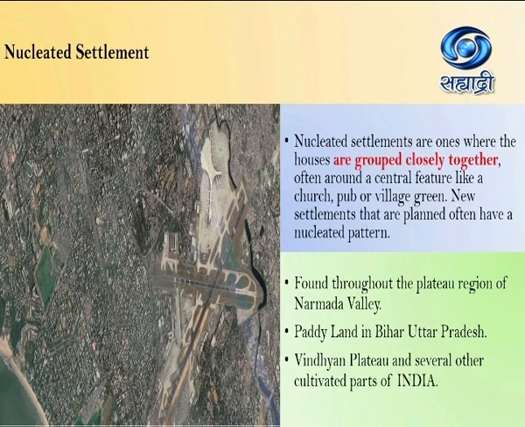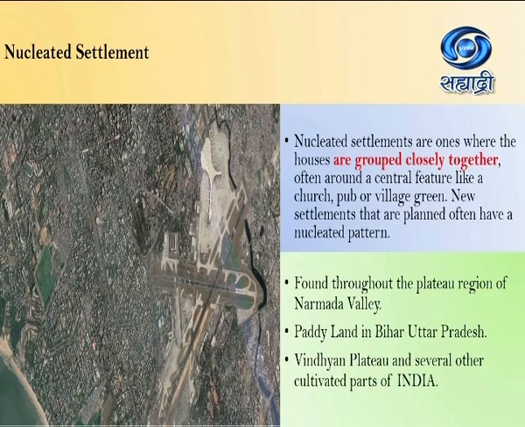This picture shows you a nucleated settlement, a picture from India. As I told you, nucleated settlements are ones which are grouped closely together, often around a central feature like a church, a pub, or a village. New settlements that are planned often have a nucleated pattern. Yes, suppose we are going for new buildings, we will see that they are quite together. Many buildings are constructed together. In India, we find most of the places having this type of settlement, that is the nucleated pattern.